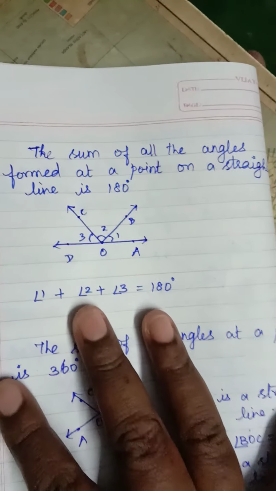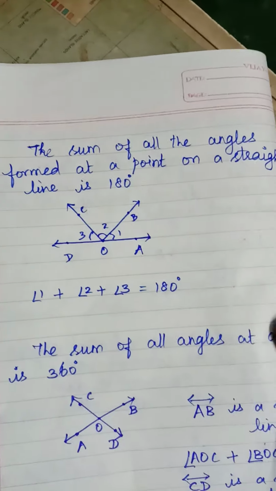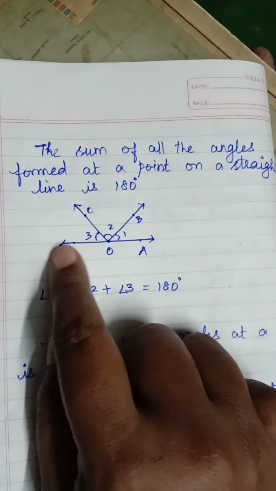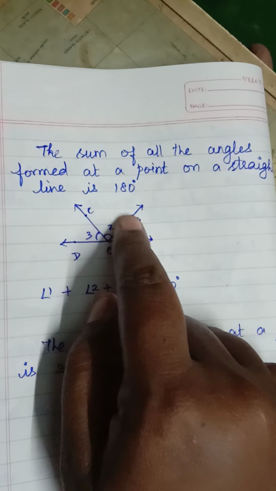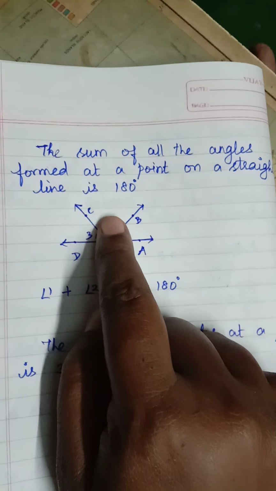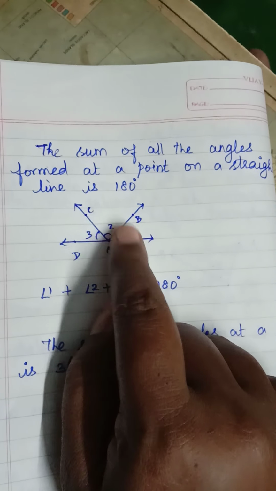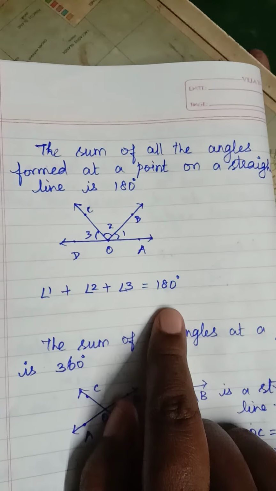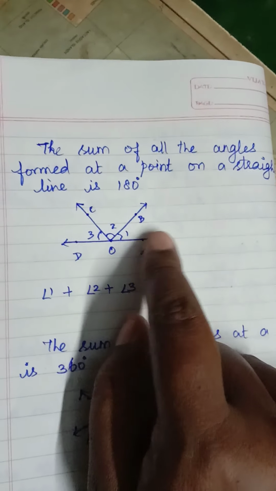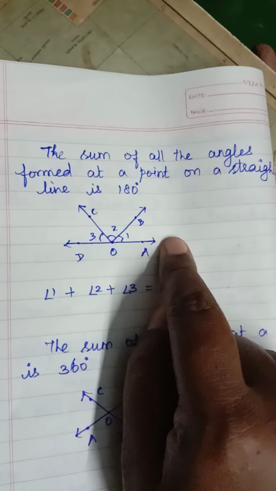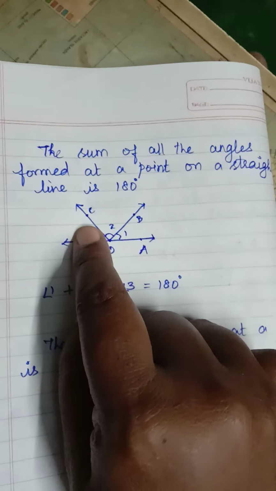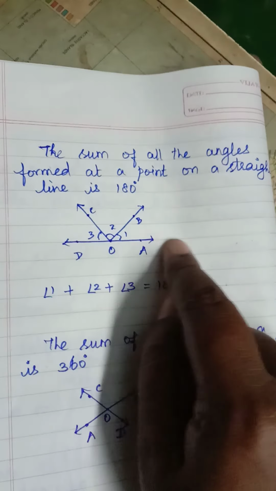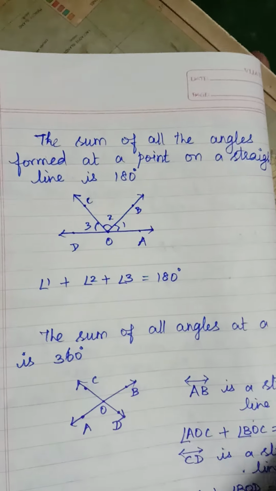See here, the sum of all the angles formed at a point on a straight line is 180 degrees. See, this is a straight line. A straight line will have 180 degrees. So all these three added together will give you 180 degrees. Angle 1 plus angle 2 plus angle 3 is equal to 180 degrees. The sum of all the angles formed at a point on a straight line is equal to 180 degrees.